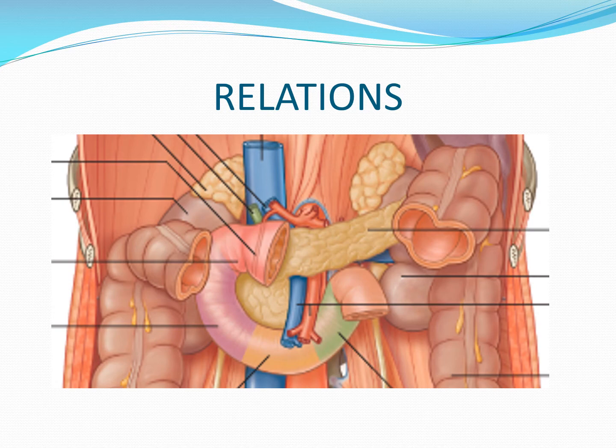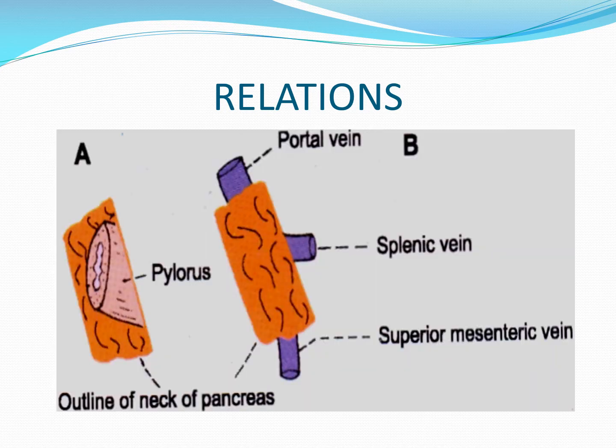Now more of this pancreas. So this also, you see this pylorus is the anterior relation, and posterior, the superior mesenteric vein and splenic vein joined to form the portal vein. This one is the posterior relation of the neck of the pancreas.